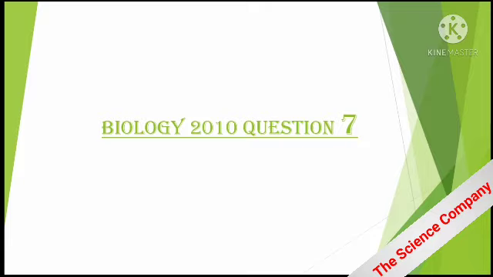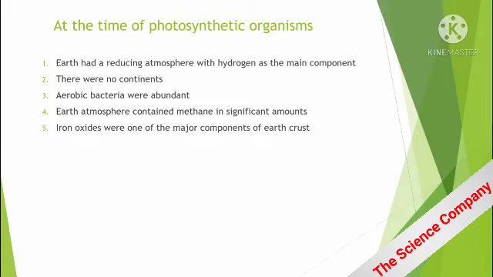Biology 2010 MCQ 7. At the time of the photosynthetic organisms, first, Earth had a reducing atmosphere with hydrogen as the main component. Second, there were no continents. Third, aerobic bacteria were abundant. Fourth, Earth's atmosphere contained methane in significant amounts.